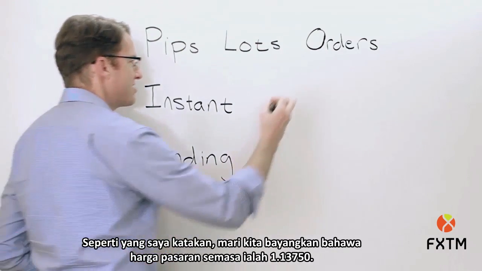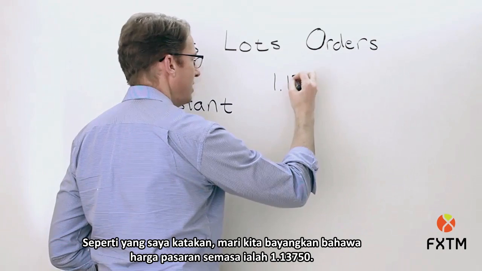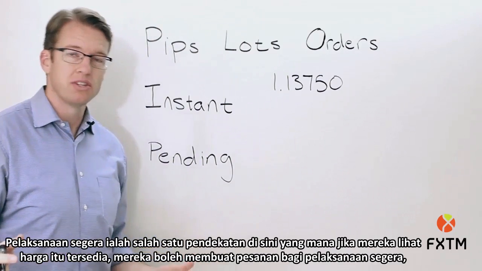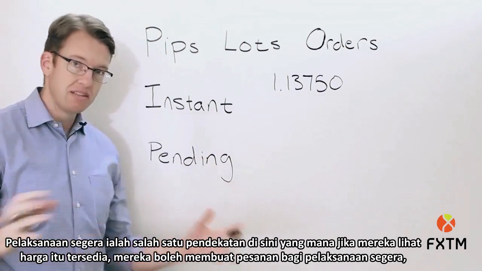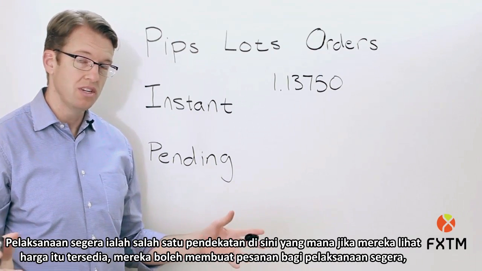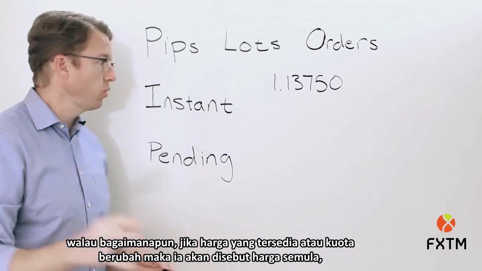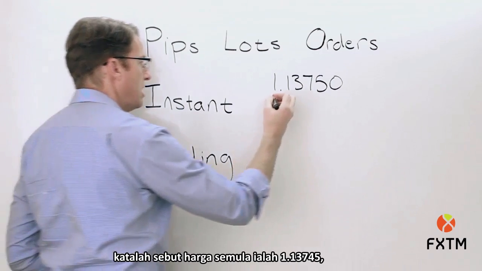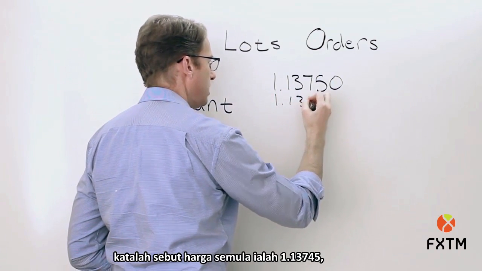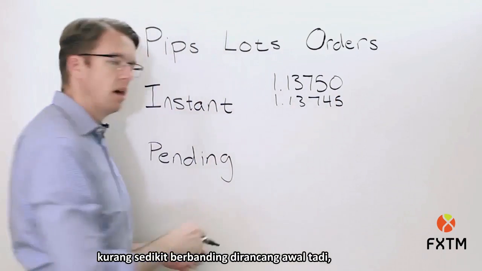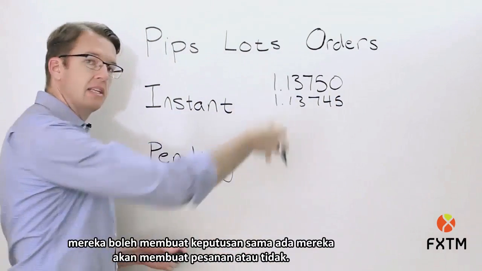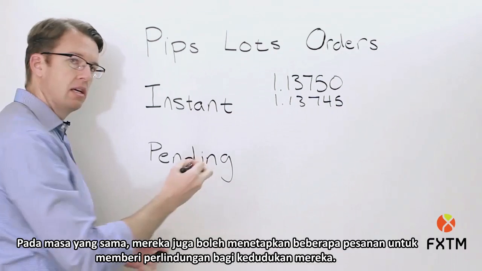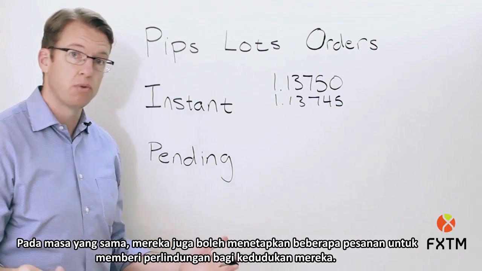So let's think about our past example and how a trader would actually go about executing that order. As I said, let's imagine that the current market price is 1.13750. Now, instant execution is one of the approaches here, which is that if they see that that price is available, they can put in an order for instant execution. However, if the price that's available or quoted changes, then they're going to get a requote. So they can decide whether or not they take that requote. Let's say that the requote was at 1.13745, so a little bit underneath where they had originally planned. Well, they can then decide whether or not they're going to actually take that order. Now, at the same time, they can also set a couple of orders to provide some protection for their position.